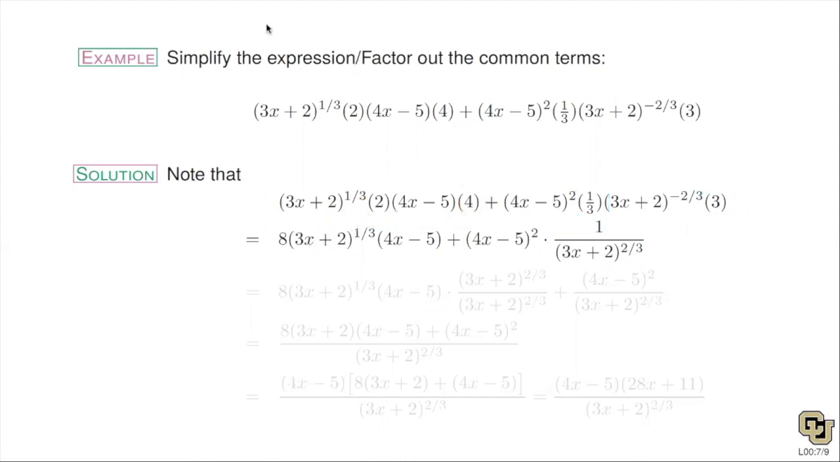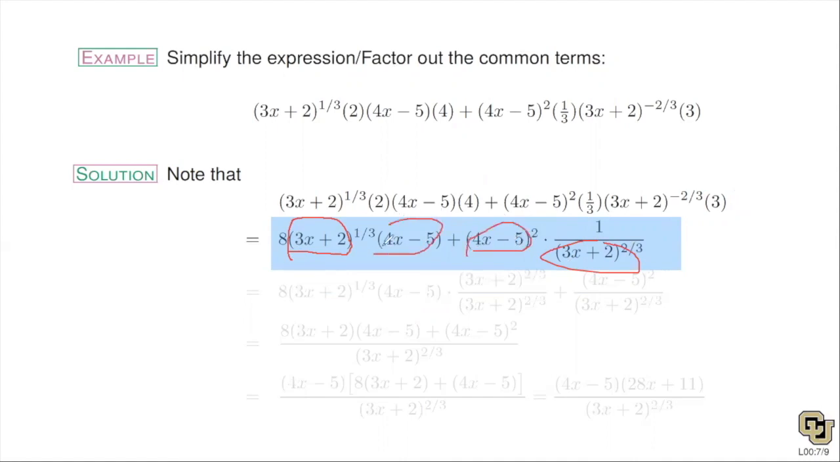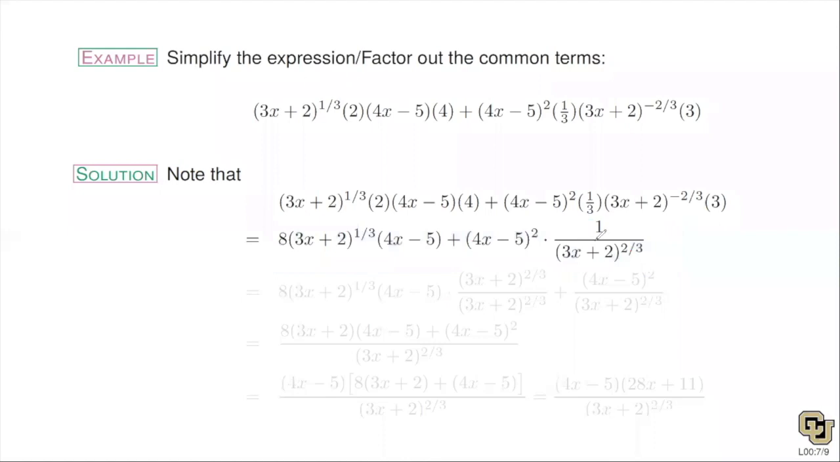So now we want to just look at this thing and ignore the previous line. We're done with the previous line. So now I'm looking for common terms. The common terms I'm seeing are 3x plus 2, which occurs twice, and 4x minus 5 is a common term. So here you have two options. You can try and factor out the lowest power of the common term.